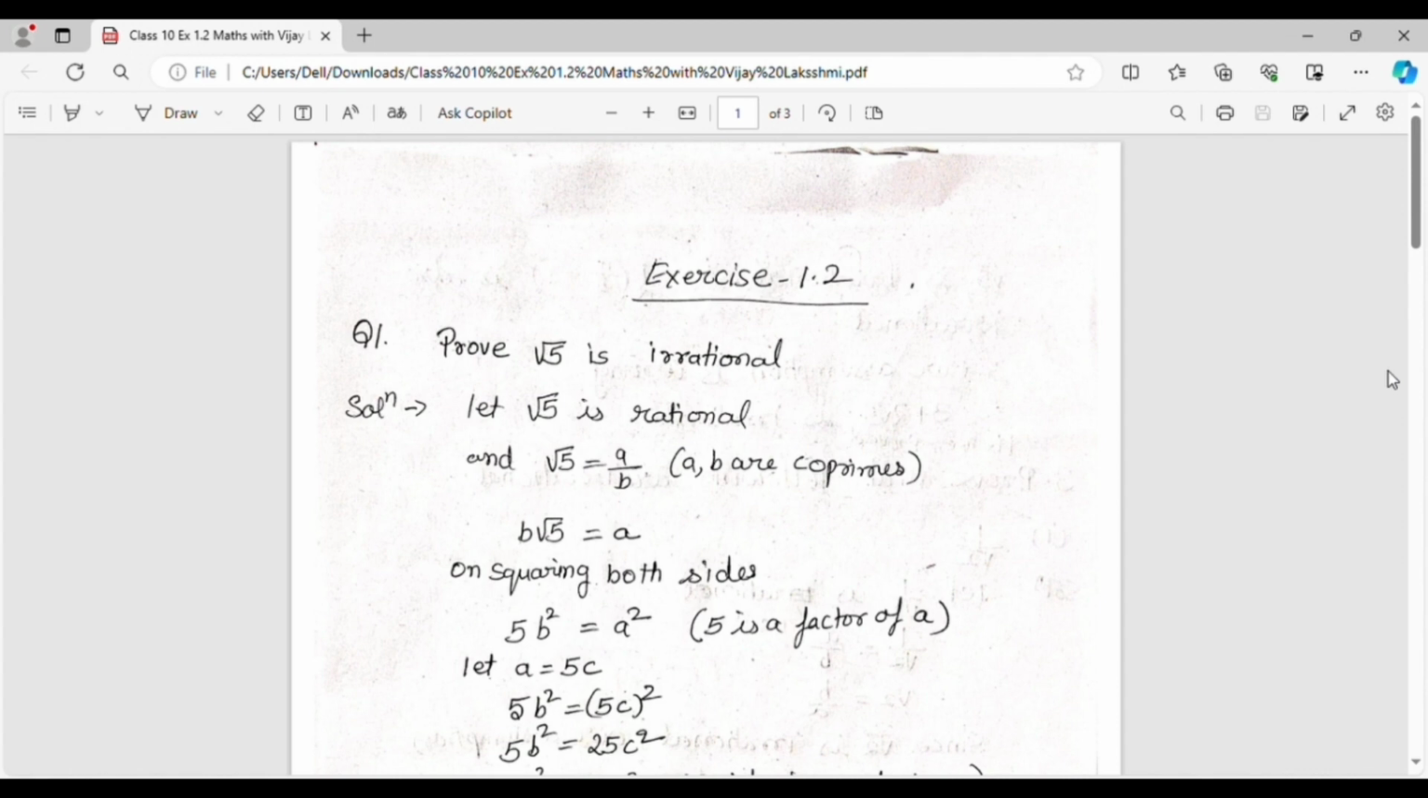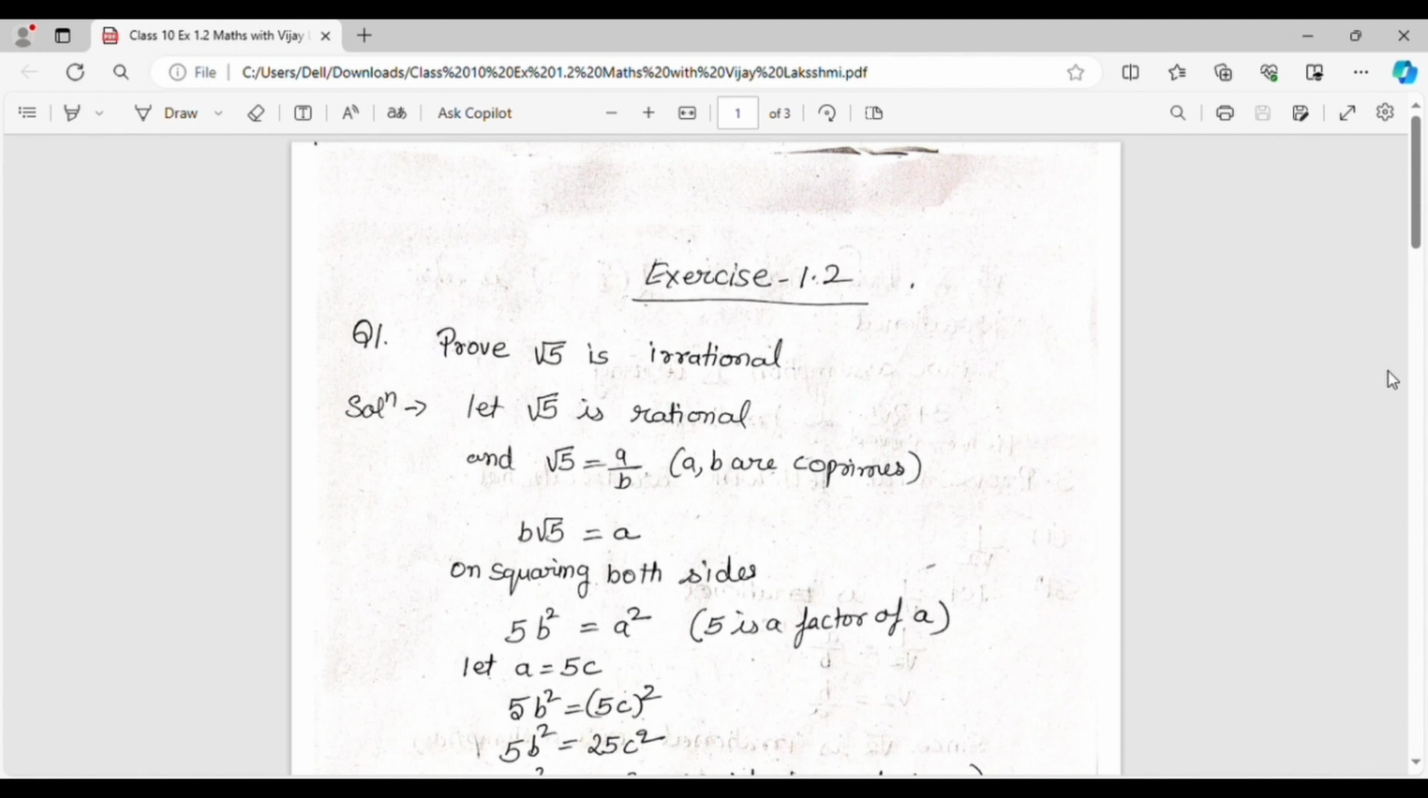First question, prove root 5 is irrational. So first we will assume that root 5 is rational. If it is rational, we can express it in the form a upon b, where a and b are co-primes. After cross multiplication, we will get b root 5 is equal to a. On squaring both sides, 5b square equal a square. This shows that 5 is a factor of a because 5 is a factor of a square.